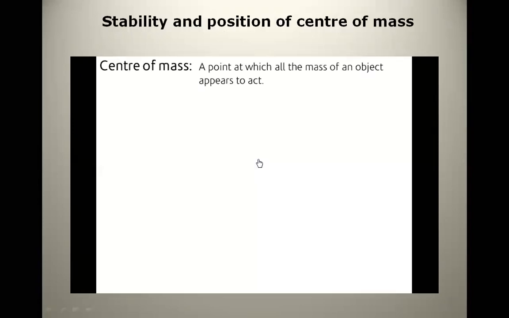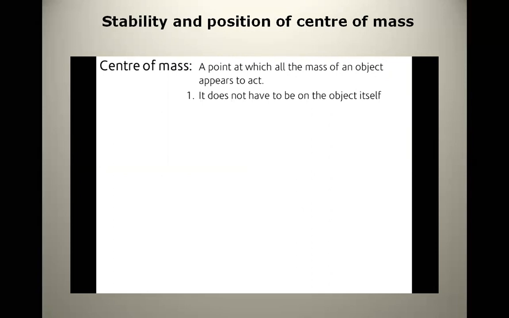Okay, so let's talk about center of mass and stability. So we'll start off with center of mass. Now, the center of mass is a point at which all the mass of an object appears to act. It doesn't actually have to be there. It just appears to be there when you hold the object from a certain point or from any point.